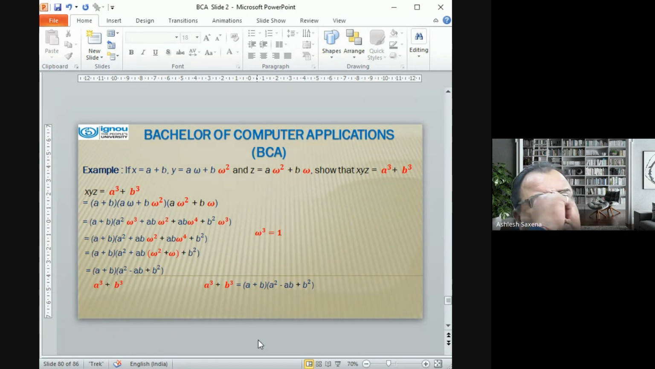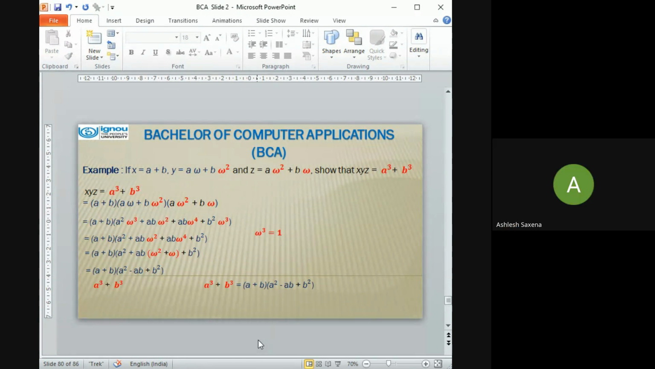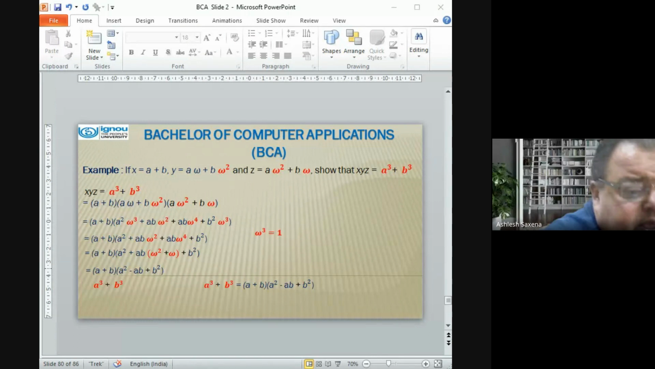Now this is all simplification. Omega cube can be written as 1, then we can solve it.